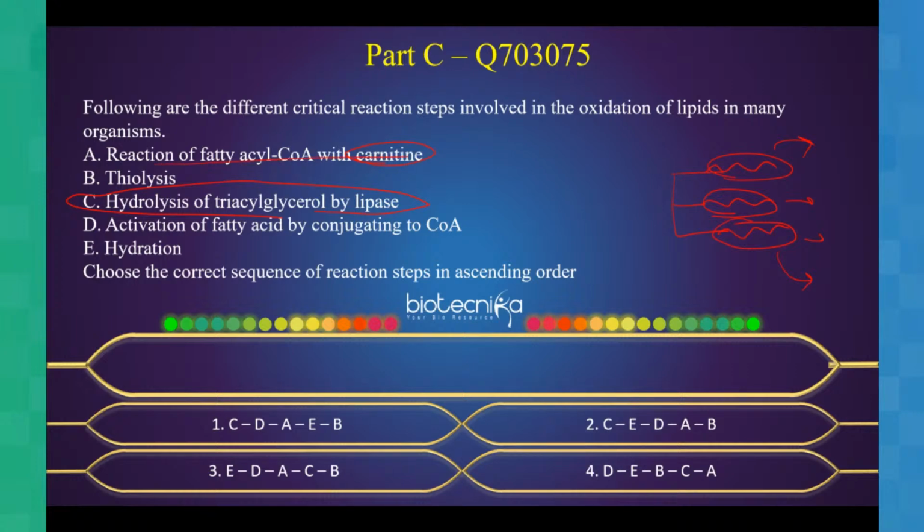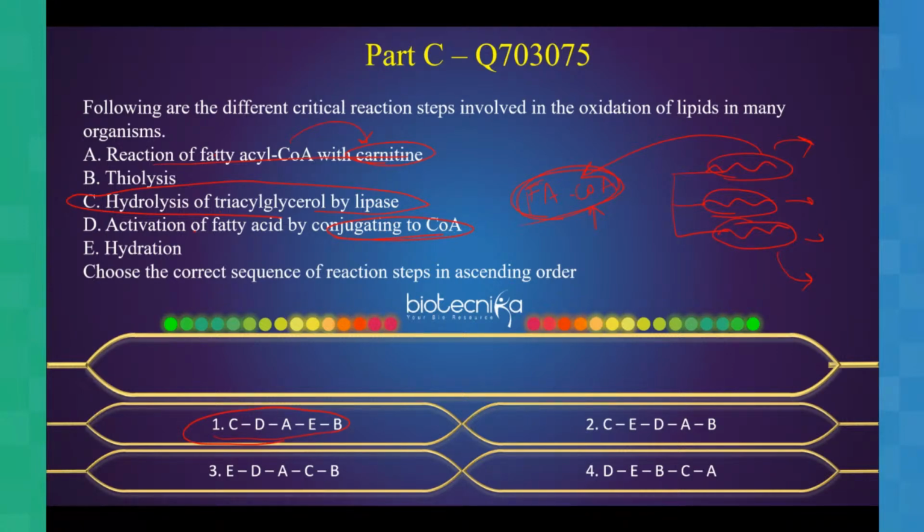That's why the next step has to be the reaction of the fatty acid with carnitine. Okay, so after C we need to have A, right? Oh yeah, before that the fatty acid has to be conjugated with CoA. So once the fatty acid is released from triacylglycerol, the individual fatty acids need to be conjugated with the CoSH enzyme so that they can form fatty acyl CoA. Only then can they join with carnitine. So first we have C, then we have D, and then we have A. Okay, so that's the option which we see in option 1.